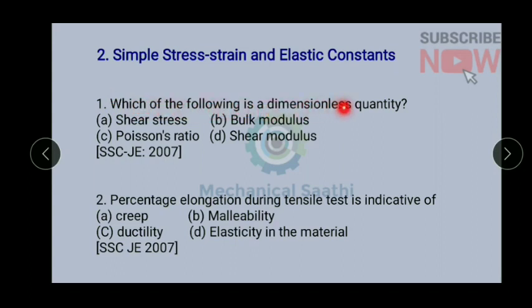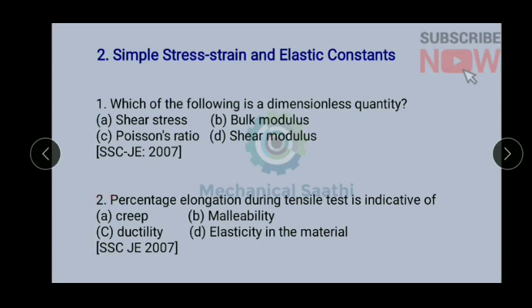Which of the following is a dimensionless quantity? Shear stress has a dimension, in terms of Pascal or megapascal. Bulk modulus also has a dimension, but Poisson's ratio has no dimension, because Poisson's ratio is the lateral strain divided by the longitudinal strain. Strain has no dimension, as we know, so it is the ratio of two strains. So this is the dimensionless quantity. Shear modulus again has a dimension. So C option will be the correct answer over here.